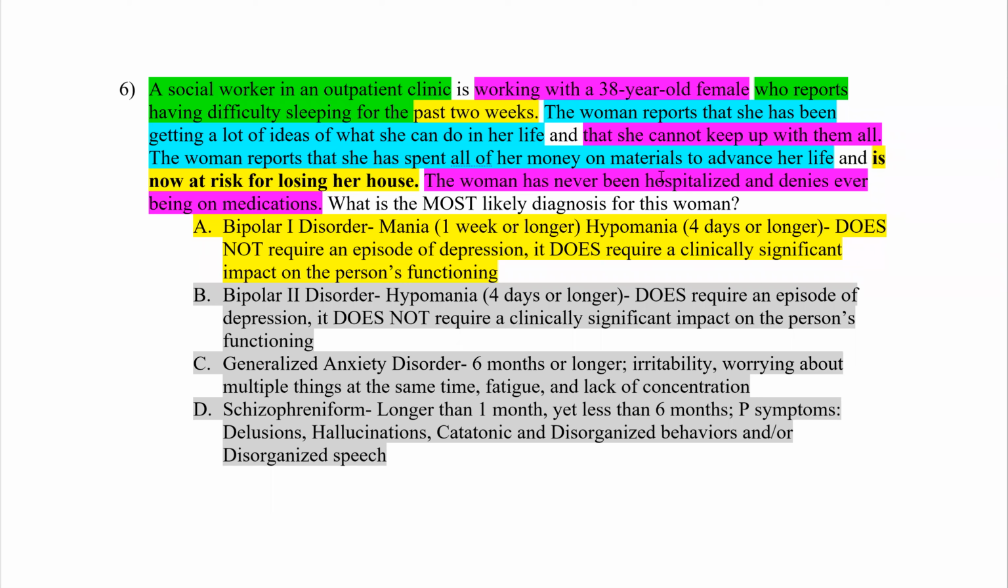They are now at risk of losing their house, and that could be very detrimental to their situation based on the fact that they got into a manic episode and gave everything that they had, and now they're at risk. So the correct answer here is A. And again, bipolar 1 has that clinically significant impact. Bipolar 2 does not, and they have to have an episode of depression. Bipolar 1 doesn't require that. So the correct answer here is A. So that's how we look at that question in particular.